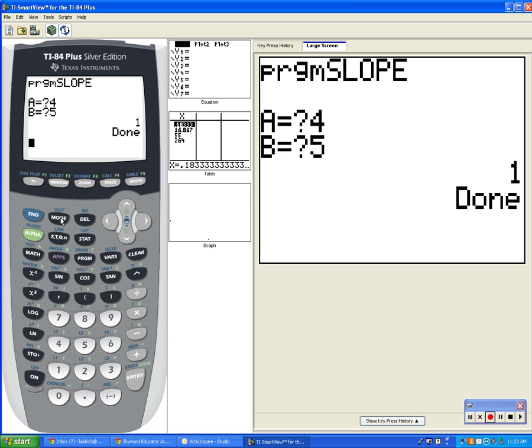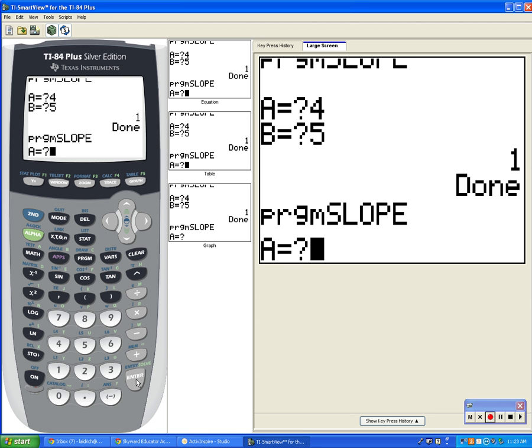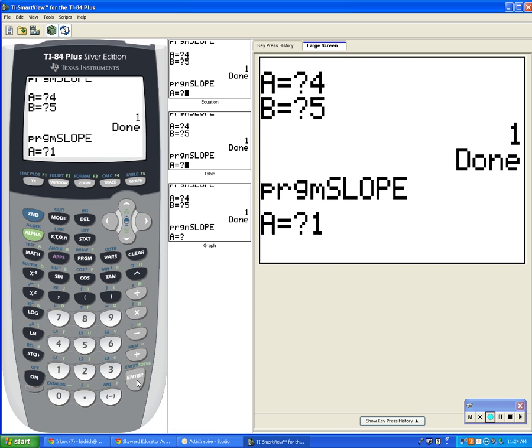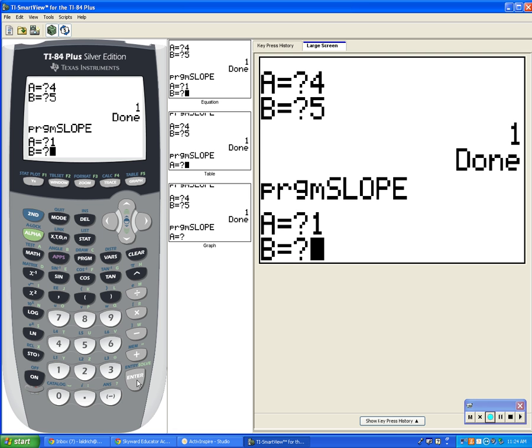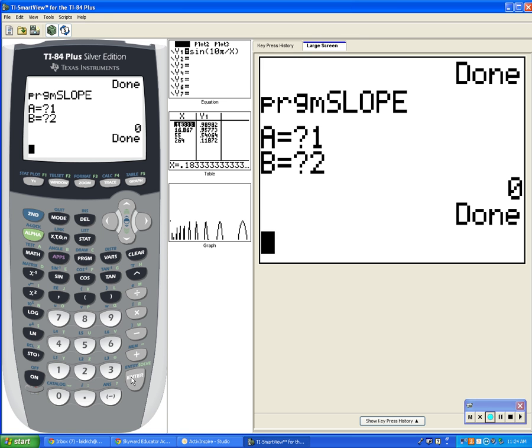Okay? So now here's the nice thing. If you go back to your home screen, you don't have to go back to the program menu again. If you just hit enter, it will run it again. So what is our x1 now? Our x1 is always going to be 1, and our x2 for the very first one is now 2, and it tells us that the slope is 0. Oh, that's so terrible. Is that what you got when you did it by hand?